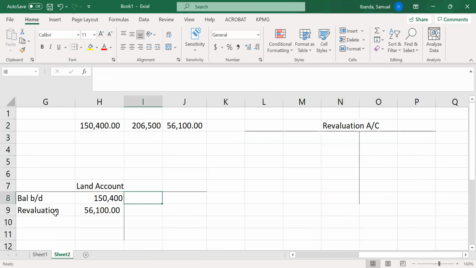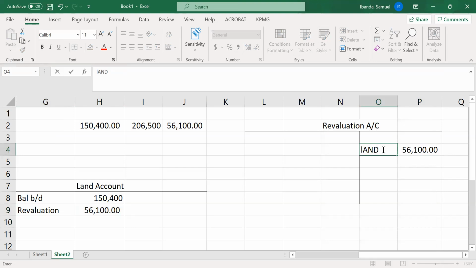Okay, so as we put here the 56,100, this same amount will go to the revaluation account on the credit. And I'll come and put here land. I'll say land. So I'm going to do that for all the assets, until I have revalued all of them.